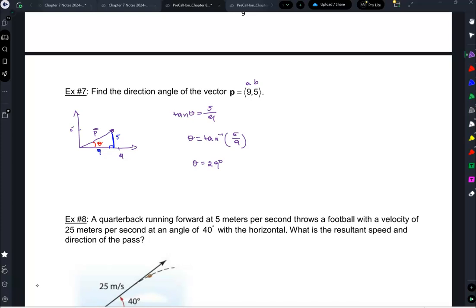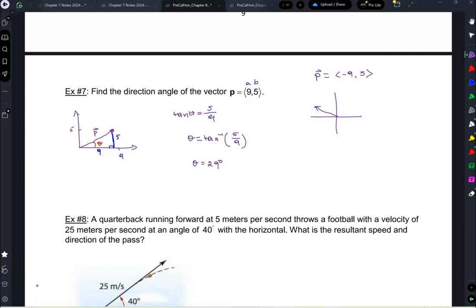Now comes this other part. Because the direction really matters, you have to make sure that your angle corresponds with the correct direction of the vector. What do I mean by that? Suppose your p vector was negative 9 comma 5. What does that look like? Here. Quite a bit bigger of an angle.